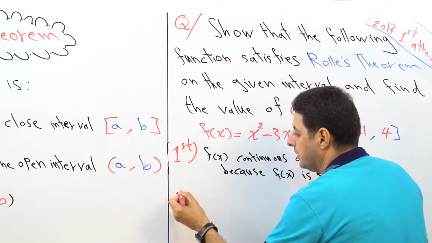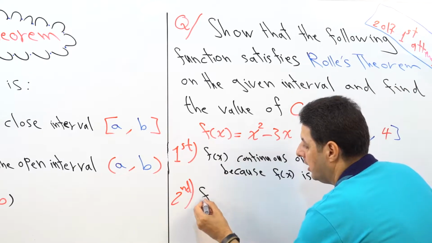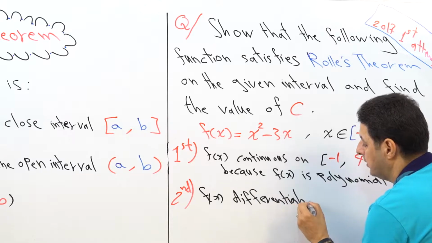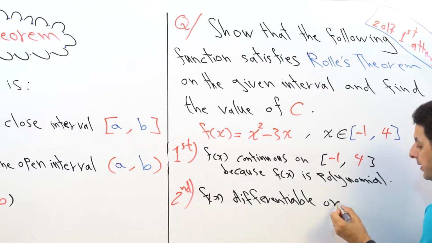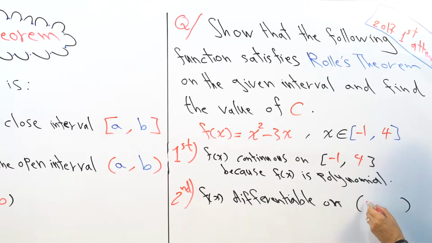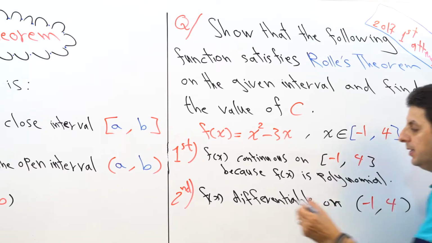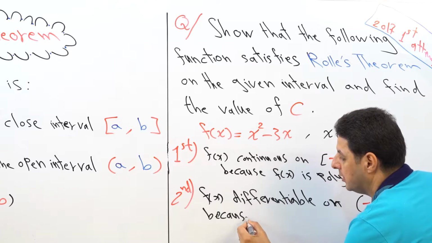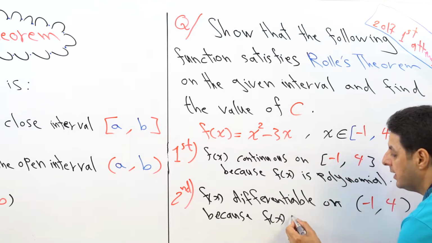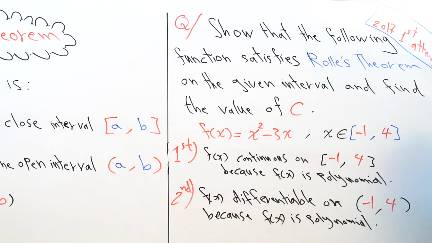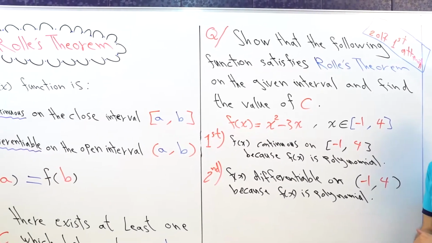Second condition: f of x is differentiable on the open interval -1 to 4, because the function f of x is a polynomial. We also learned before that a polynomial function is differentiable.